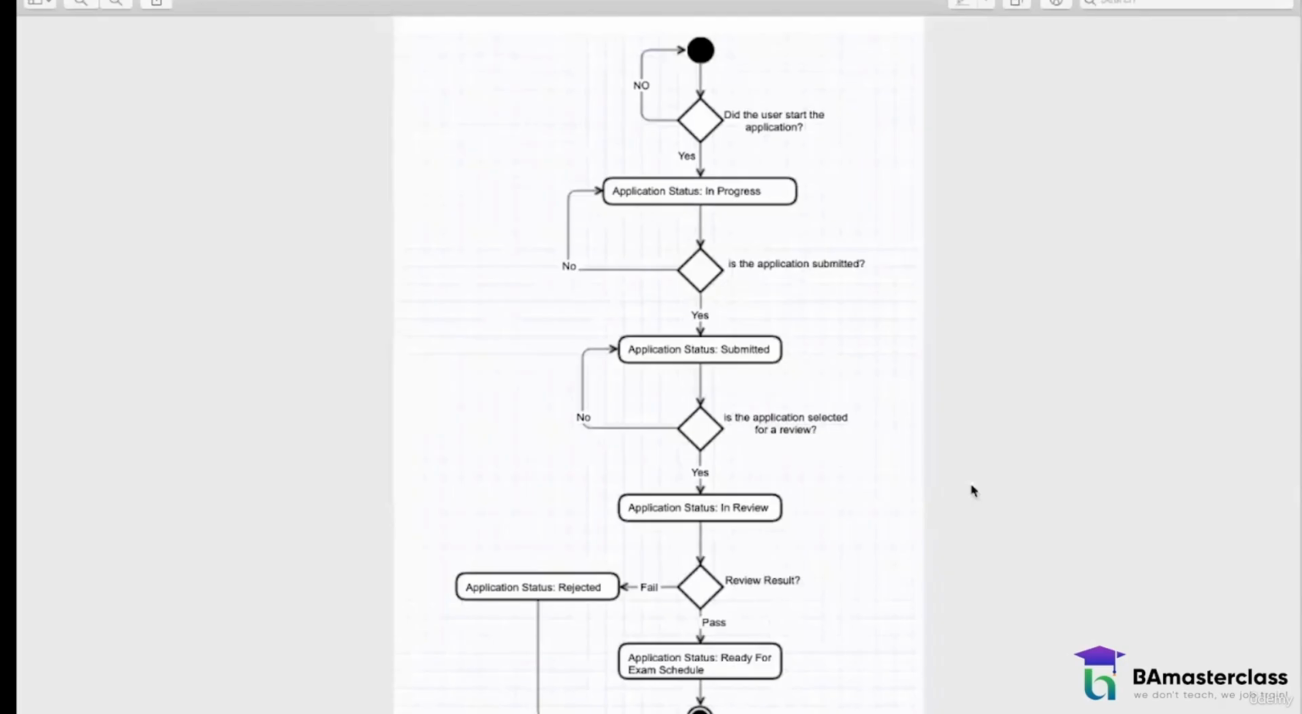That is the activity diagram. Versus the state diagram does not talk about what actions the user is taking to complete the process. It only talks about what are the different states of this process and what condition changes one state to the other. That's a state diagram.